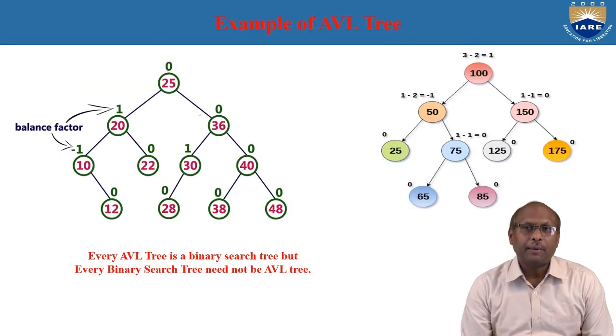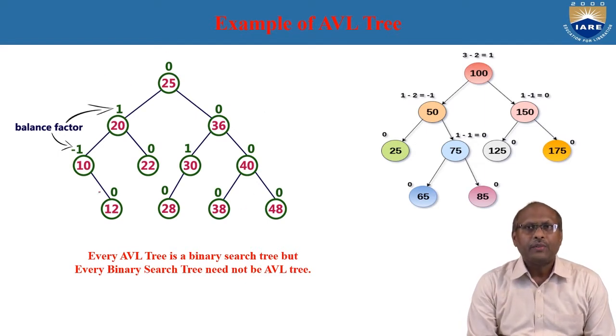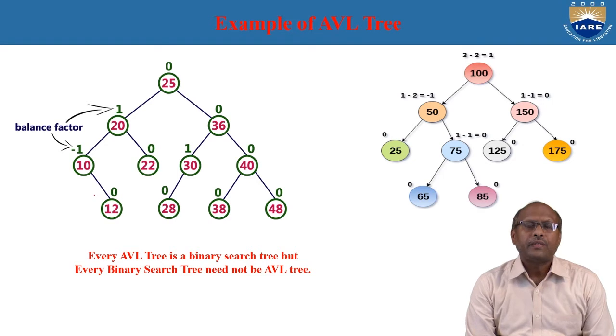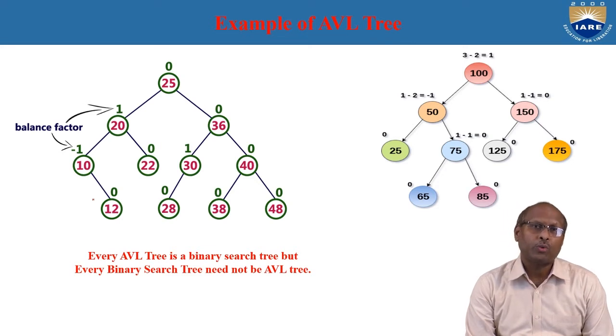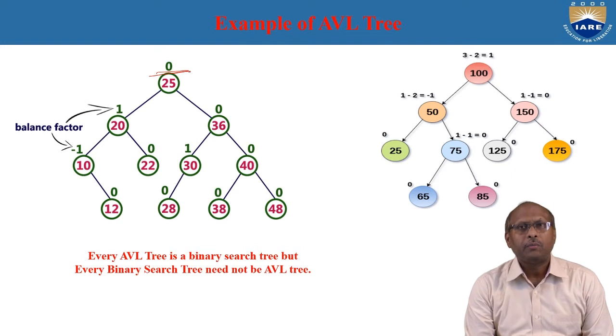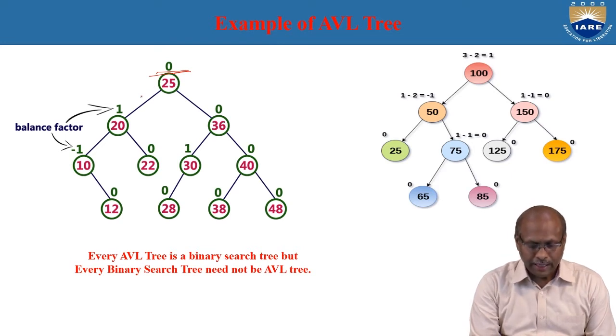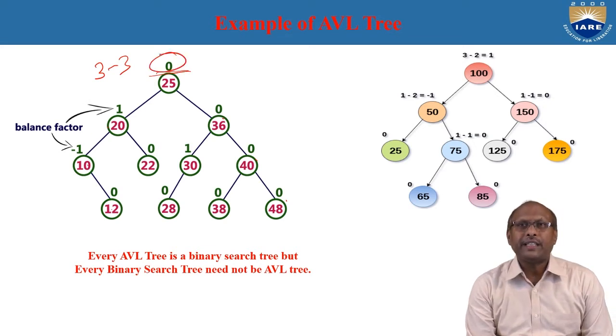Now think about this tree. It is an AVL tree. If you see this tree, it is following the property of a binary search tree. At the same time, it has a balance factor of 0, 1, or -1. Now for 25, the balance factor is 0 because its left side height is 3 and right side height is 3. So 3 minus 3 is 0. So at this node, it is balanced.